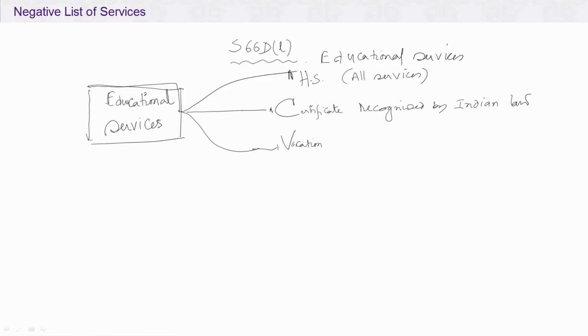Vocational courses mean technical courses. These vocational courses approved, they used the language approved. Approved by governmental authority, government agencies. So approved. So under this they come ITI, Polytechnic, etc. Technical courses. Okay.